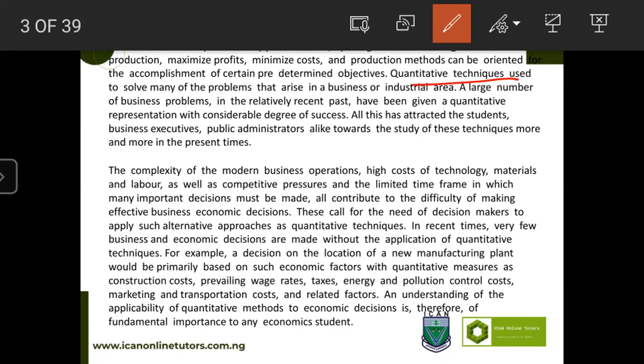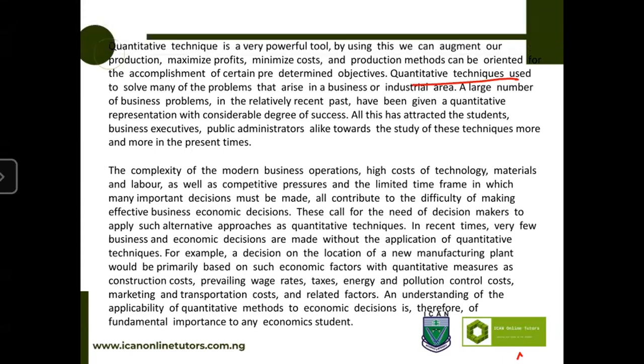This tells us how important this course is and how easy it is to pass. In the recent past, quantitative representation has been a degree of success, because if you are just talking and you are not putting that objective in a diagram, they might not see the focus. They might not see the picture of what you are discussing, the picture of your plan, or the picture of what you are demanding.